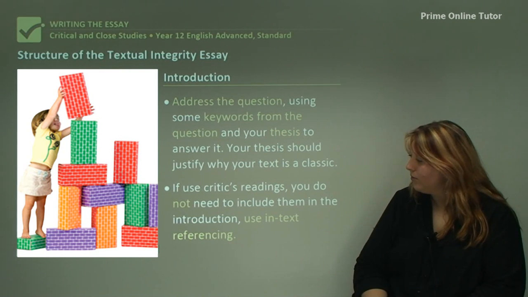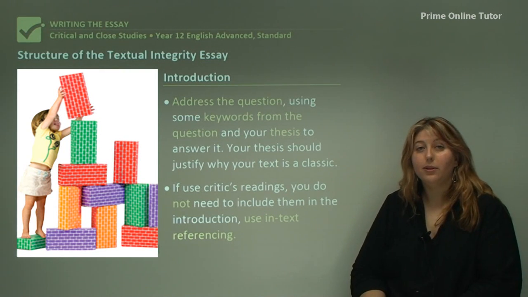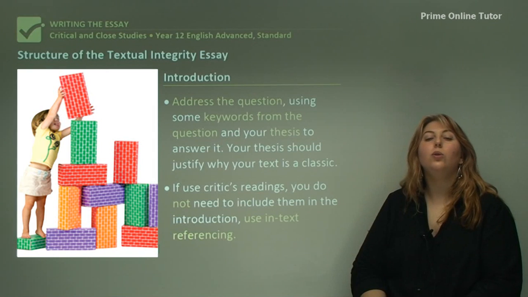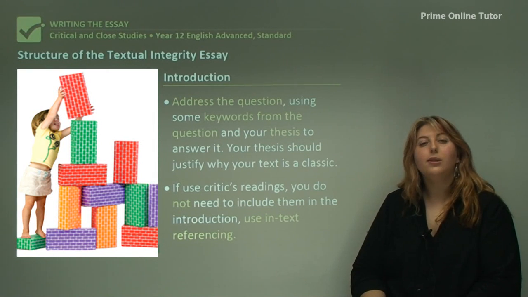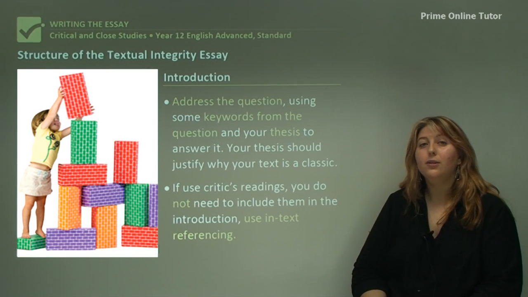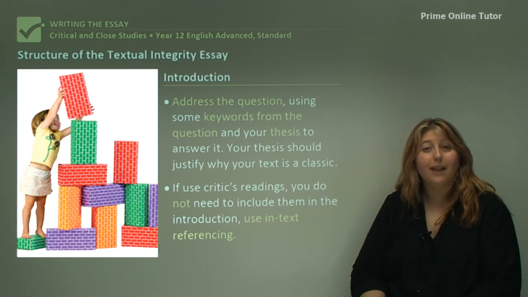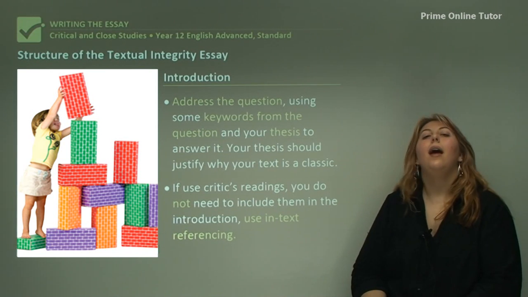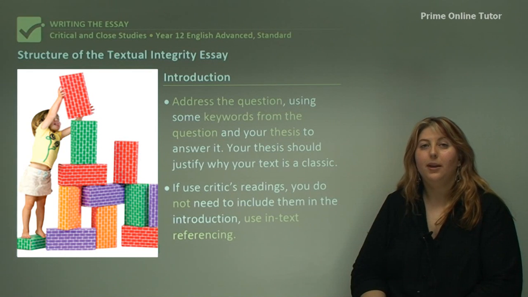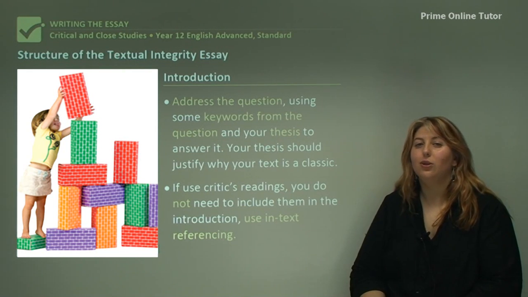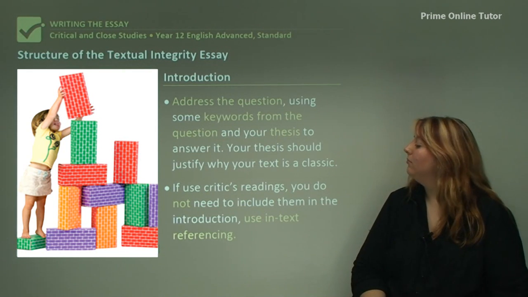If you're using critics' readings, you don't need to include them as though they were additional material in the introduction. You do what we call in-text referencing. So when you get to the part that you want to talk about critics, you'll bring up the name of the critic, the date that the critic's essay was written, and the name of the essay if it has a name, and then you'll provide the quote from them. But you can just do that in the body of the text, you don't need to do it in the introduction.